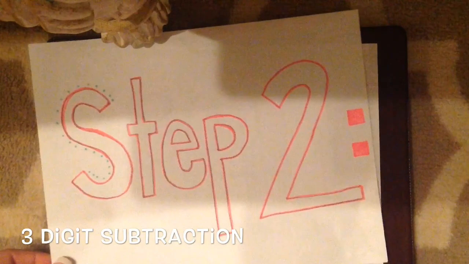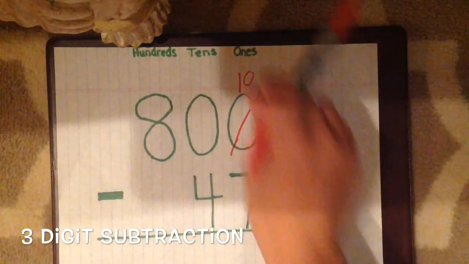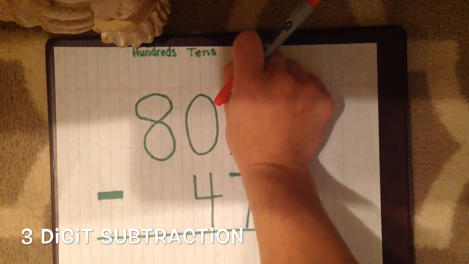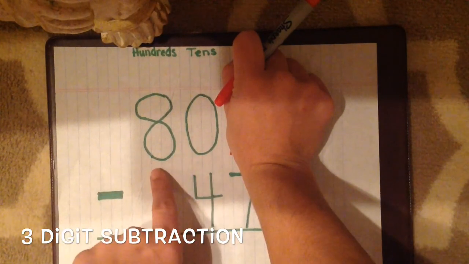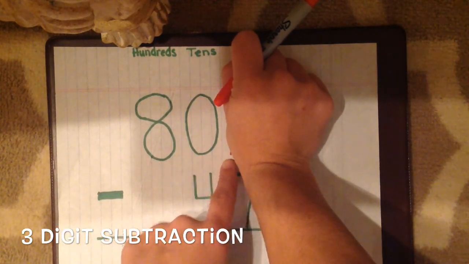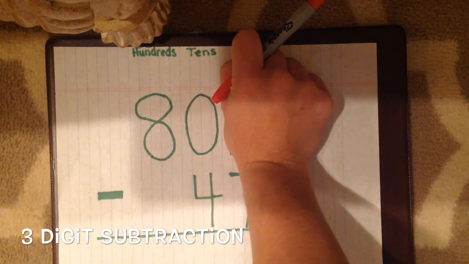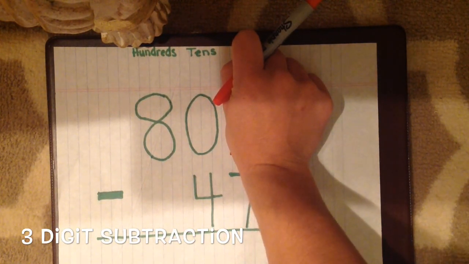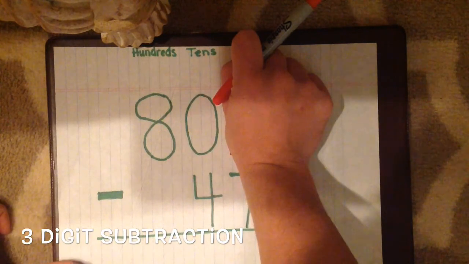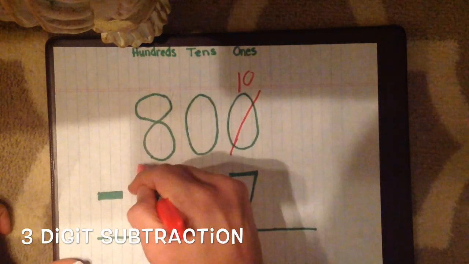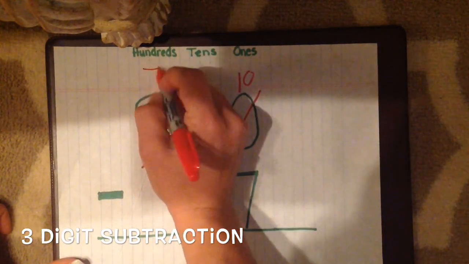Step 2. Cover up that 0 and see what number you have left. I would tell the students they have the number 80 left, and I would say, what is 1 less than 80? And they can use the number line I have in the room to see, but 1 less than 80 is 79. So then I say cross out 80 and change it to 79.